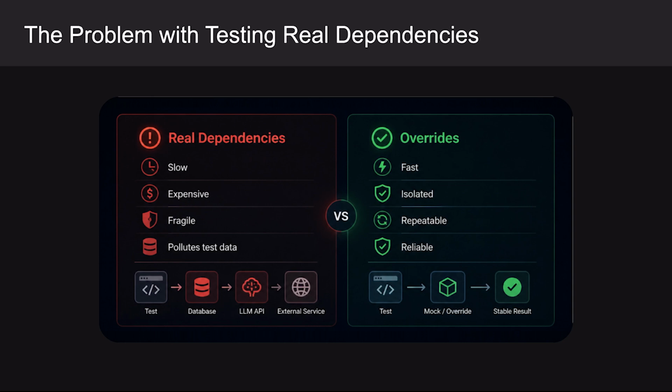Any one of those failing breaks every test. The green panel on the right shows what overrides give you instead. Fast, isolated, repeatable, reliable. The flow simplifies to test hits a mock, gets a stable result. That's it. Good tests should give you the same result whether you run them on your laptop, in CI, or at 3 a.m. when every external service is down.